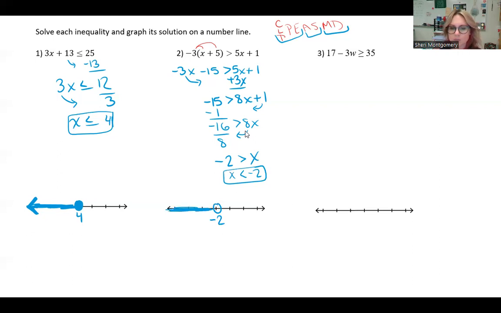It has to be my symbol once the variable is on the left. So I can't go by this one. That's why you'll mess up if you don't make sure the variable is on the left. So for this one, it's pointing that direction, which is less than. So I have to shade on the side less than -2. So these will always match up.